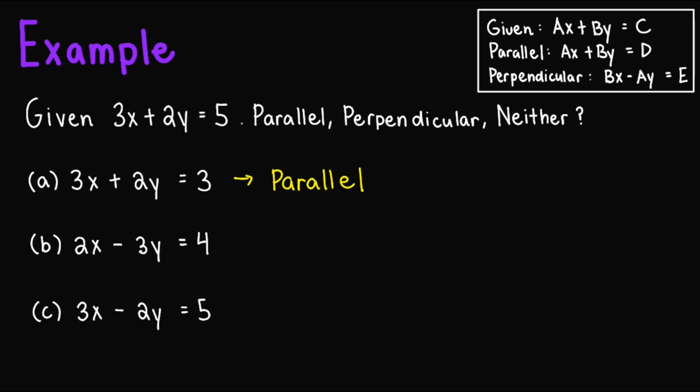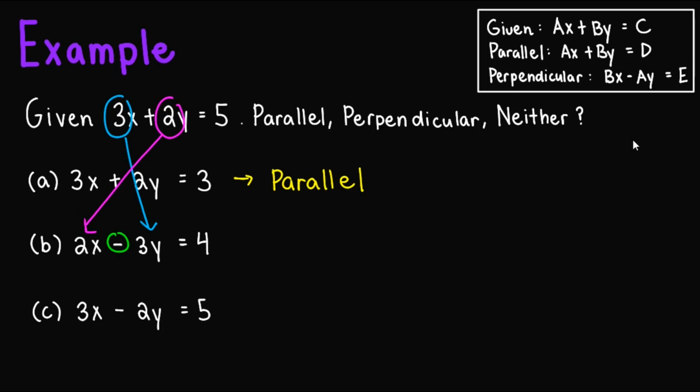Let's move on to letter B. In here, observe that the coefficient of x in the given one moves to the coefficient of y in B. Similarly, 2 out here, the coefficient of y in the given, moves to the coefficient of x in letter B, with the sign changing out here. So which among these matches what we have? Is it parallel, perpendicular, or neither?